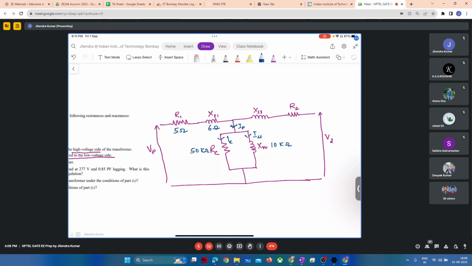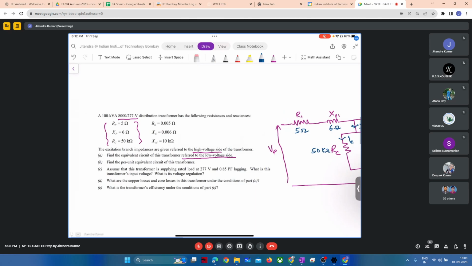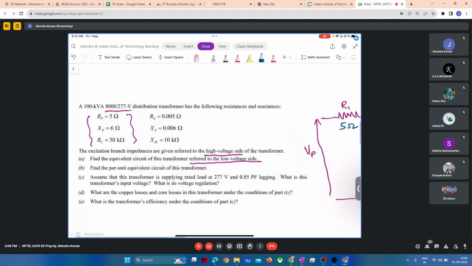Sir, this XM, did they give it at the secondary side? No. XM is given with the high voltage side, the primary side. See, excitation branch impedances are given referred to the high voltage side of the transformer.